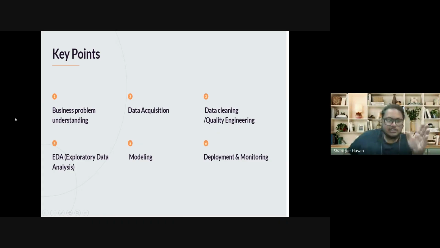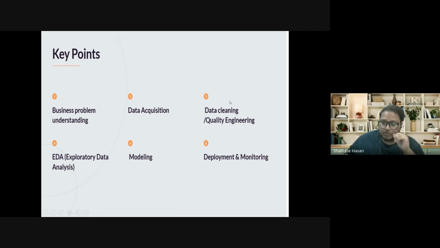As you can see, these are the six points. The first is business problem understanding. Here we understand the business problem, or the requirement: what we need, why we have to do the analysis of data, the reason and the requirement behind it. Then the second point is data acquisition: how to acquire data and where to get data from. I will give you some examples of where to get data from.